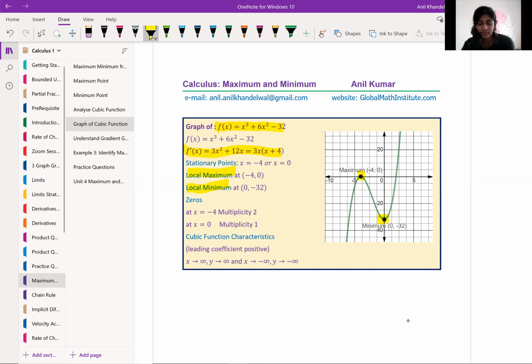And when we did so, we wrote it in a factored form, which I should have copied, but I've written the zeros. So we figured out that there are two zeros. One is at -4 with multiplicity of 2.